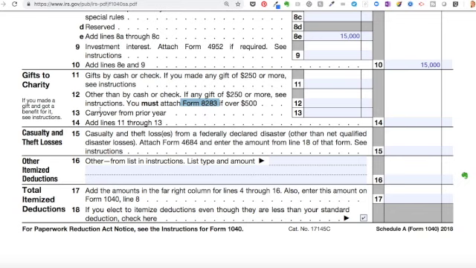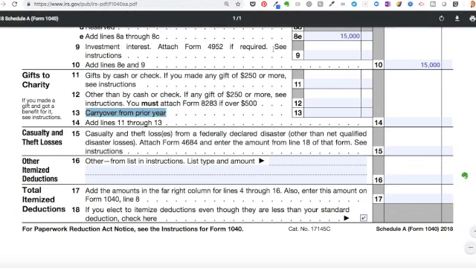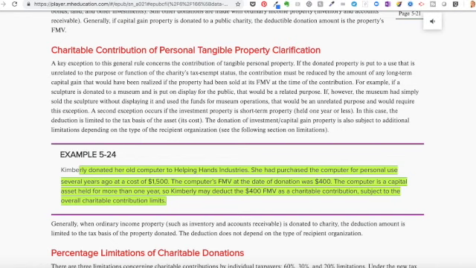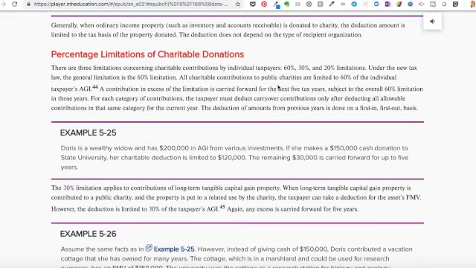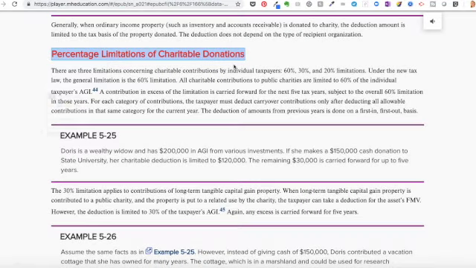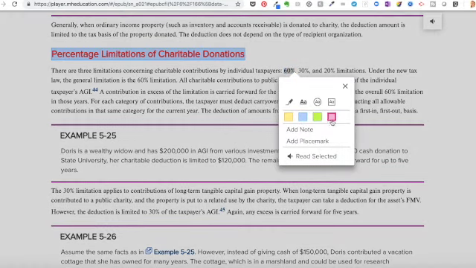Now, the limitation, so you see carryover from prior year, the limitation that applies for charitable contributions is basically you cannot give more than 50% of your adjusted gross income. I'm sorry, 50% was the last year's amount and what's been effective forever. They increased that amount as part of the Tax Cuts and Jobs Act of 2017. They raised the standard limitation to 60%.